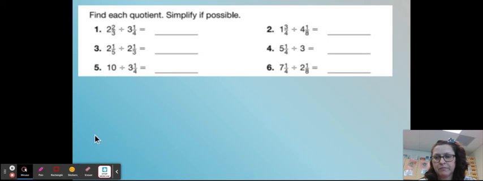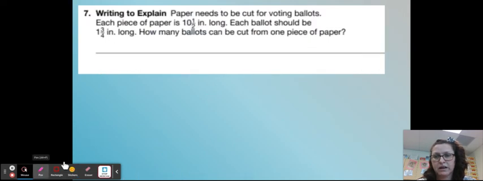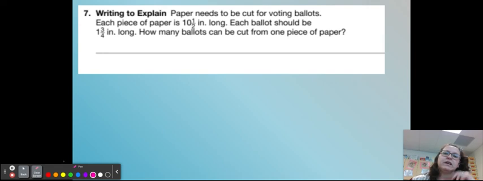Now we've got one more problem right here. It says writing to explain. Paper needs to be cut for voting ballots. Each piece of paper is 10.5 inches long. Each ballot should be 1 3/4 inches long. How many ballots can be made from one piece of paper?